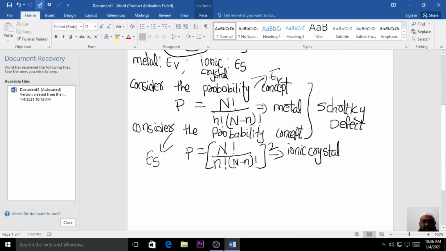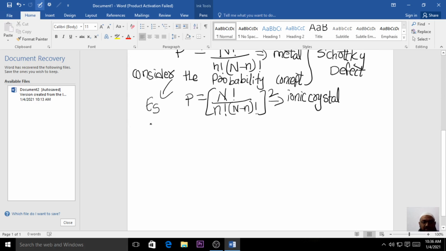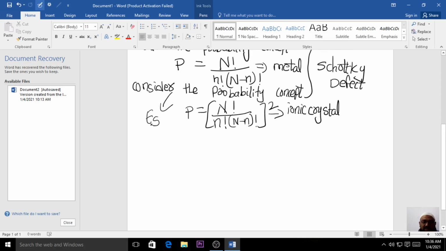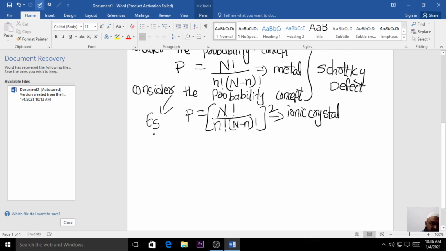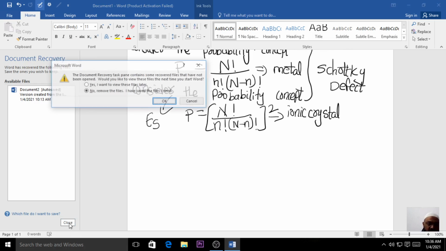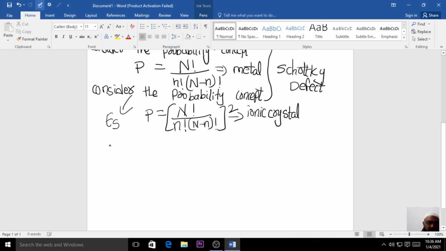Now the next one is the mathematical expression. First of all, we will go for the metal part. For the metal, again what we will use is entropy. Why are we using entropy here? Because we are creating a disorderness in the crystal.